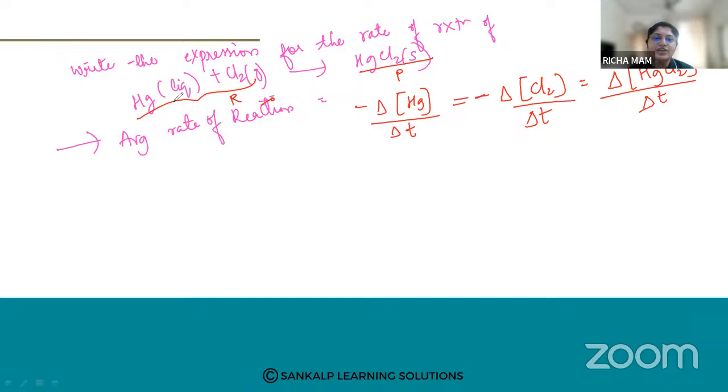Whenever they give you such an equation and tell you to write the average rate of the reaction, for your reactants you have to mention the negative sign, and for your product you should not mention a negative sign. This is the case when the stoichiometric coefficients of the reactant and product are the same. You can see everywhere it is 1, right? So this was case 1.